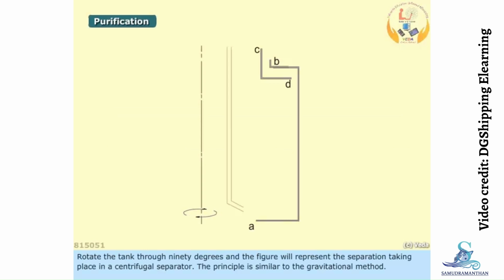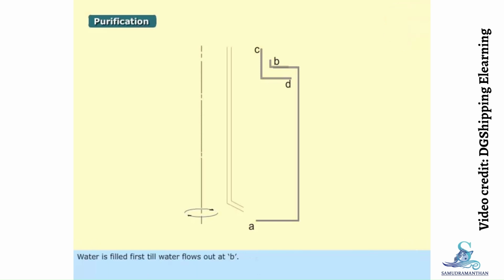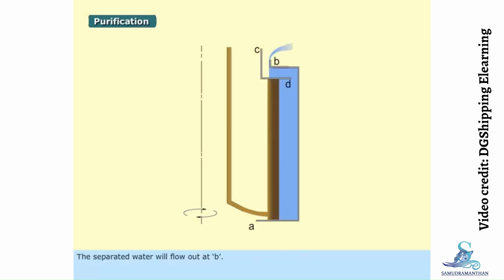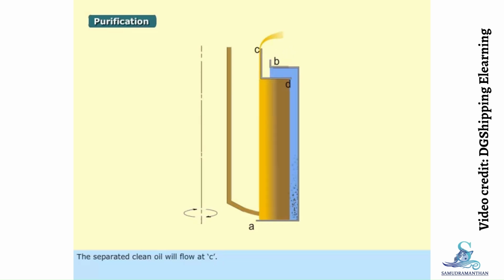Rotate the tank through 90 degrees and the figure will represent the separation taking place in a centrifugal separator. The principle is similar to the gravitational method. Water is filled first till water flows out at B. Oil is supplied at A and part of the water is displaced at B. The separated water will flow out at B. The separated clean oil will flow at C. H1 is altered depending on the density of the fuel to maintain the oil-water interface.